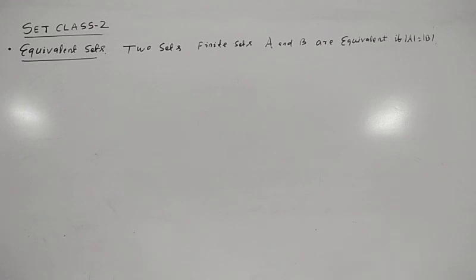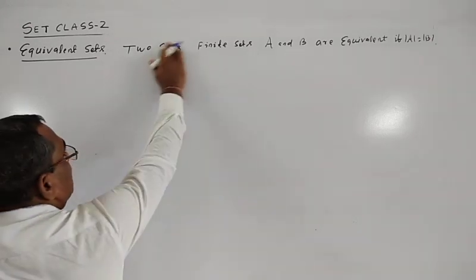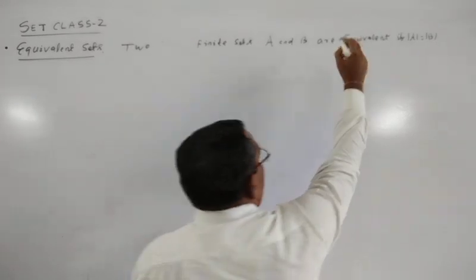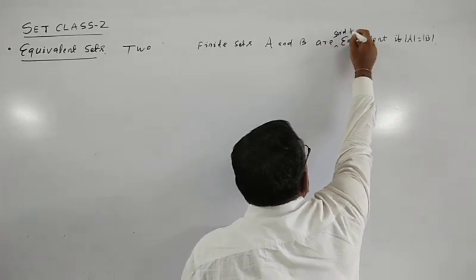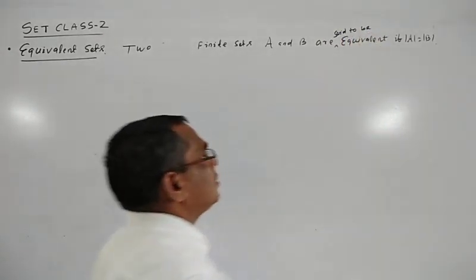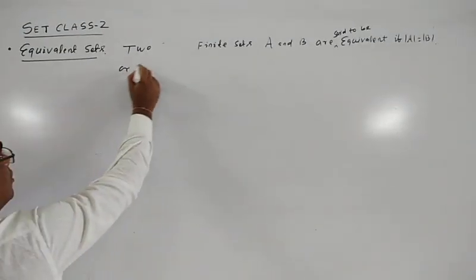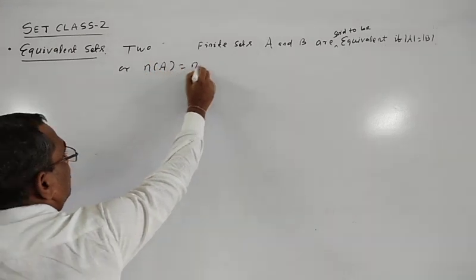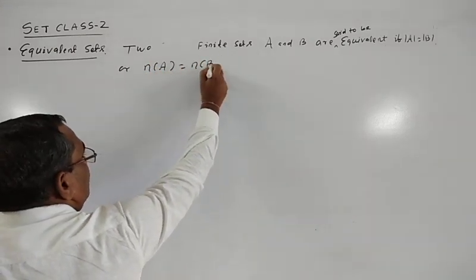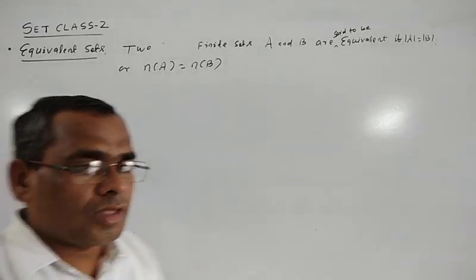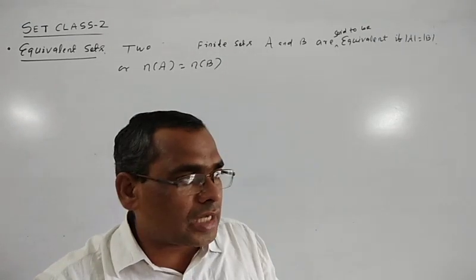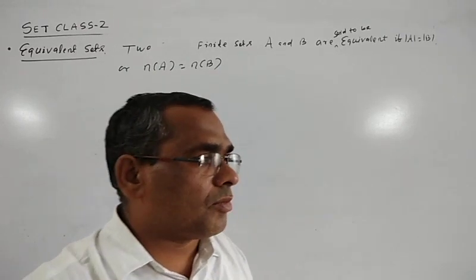Two finite sets A and B are equivalent if the cardinality of A is equal to the cardinality of B. So two finite sets A and B are said to be equivalent if mod A is equal to mod B, meaning the number of elements of A is equal to the number of elements of B. So two finite sets A and B are said to be equivalent if they have the same number of elements.